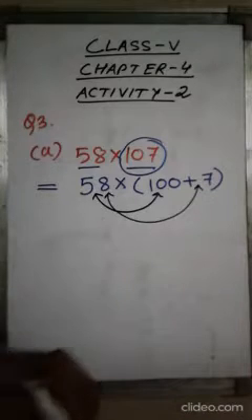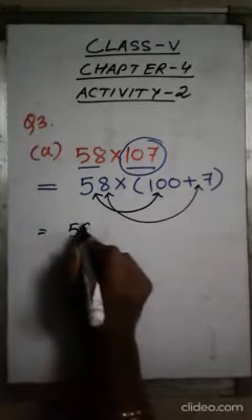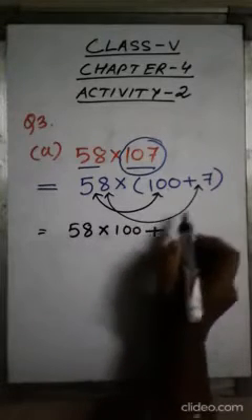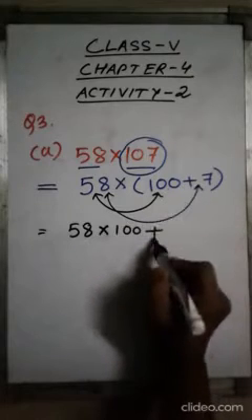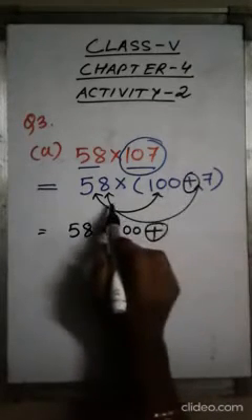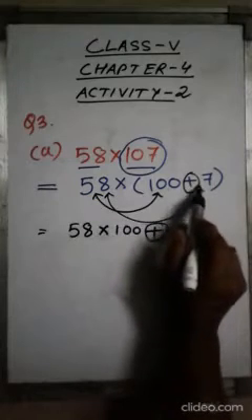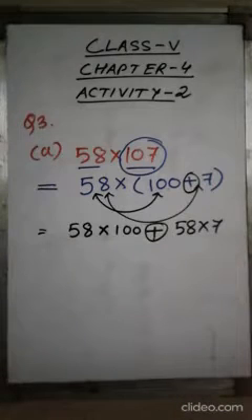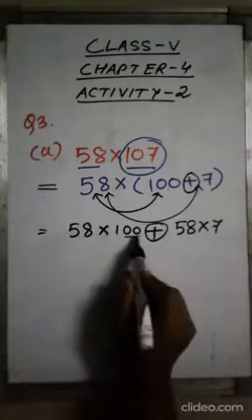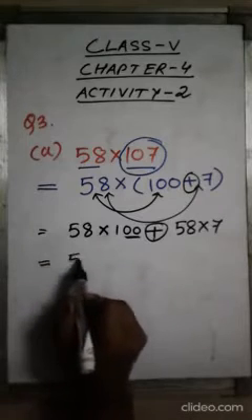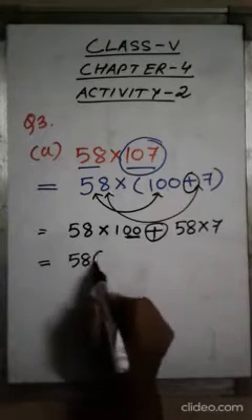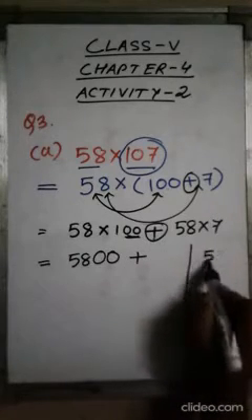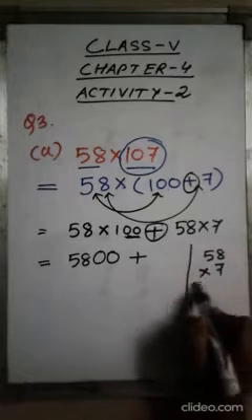So I shall write it as 58 into 100 plus, I am writing here, 58 into 7. You know how to multiply with 100? It is very easy. Just write 58 and there are two zeros, plus 58 into 7. You have to do this in the rough work area.